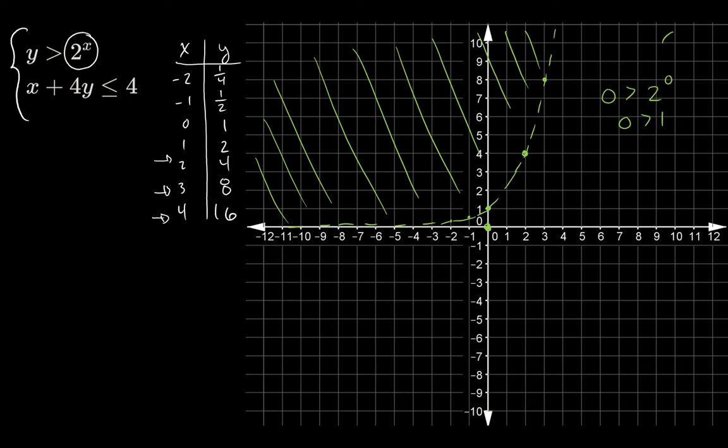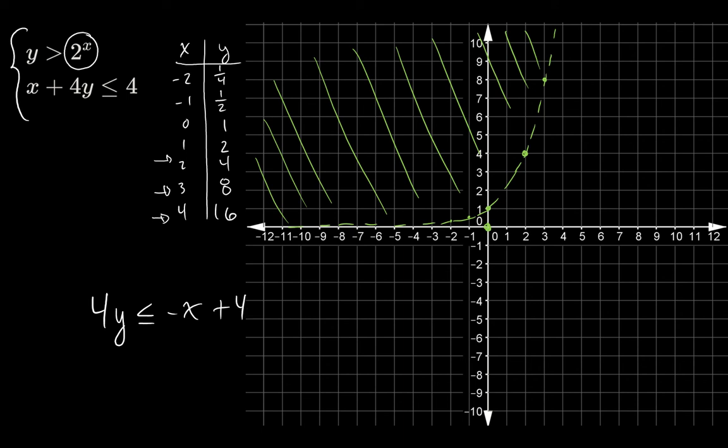For the next one down, this is a linear relationship, right? x + 4y is less than or equal to 4. And to deal with that, I'm going to go ahead and get this in slope-intercept form. So I'm going to subtract x from both sides. This is going to become 4 times y is less than or equal to the opposite of x plus 4.